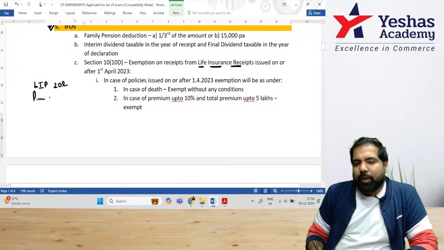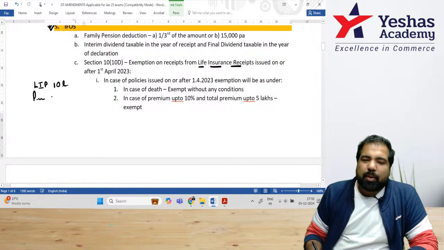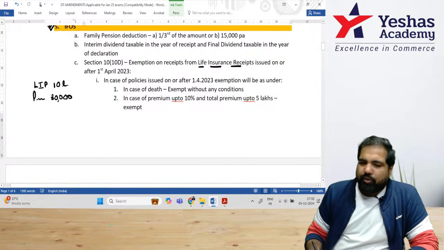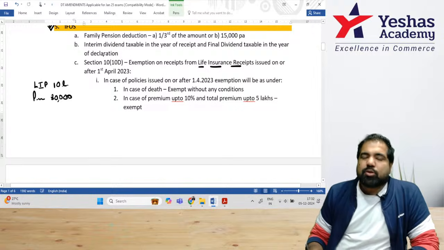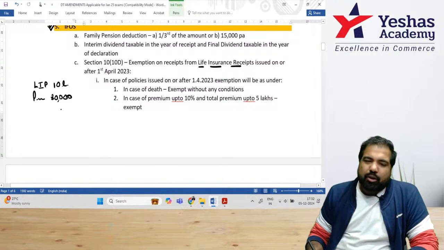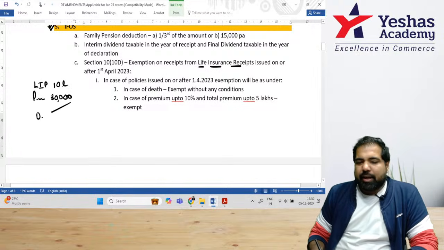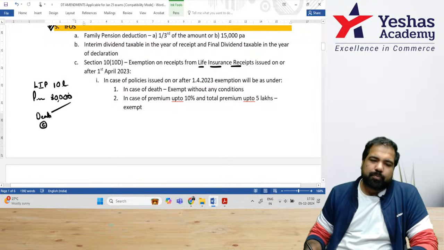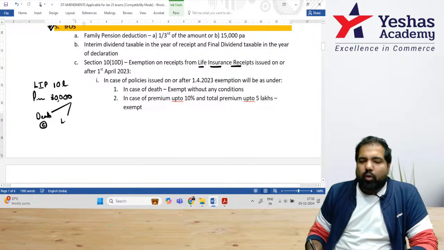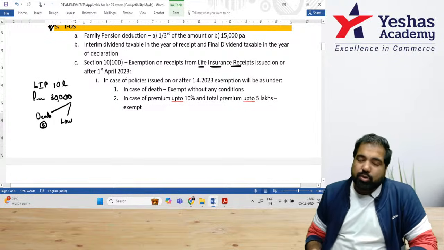And the premium you were paying was, let's keep it a smaller number, an easier number, 10 lakh rupees. And the premium you were paying is 80,000 rupees every year. If something happens to you, your family will get this 10 lakh rupees, and the government says that in case this money is received on death, it is fully exempt, no questions asked. Second, if all the premiums you pay are low, that's a shortcut for you and me.